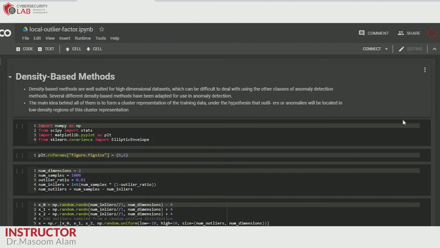Now the main idea is the representation of the cluster in this unsupervised machine learning. So what we do is that the anomalies are located in the low density region. So the area where few data points are available will be the low density area, which will contain the outliers.